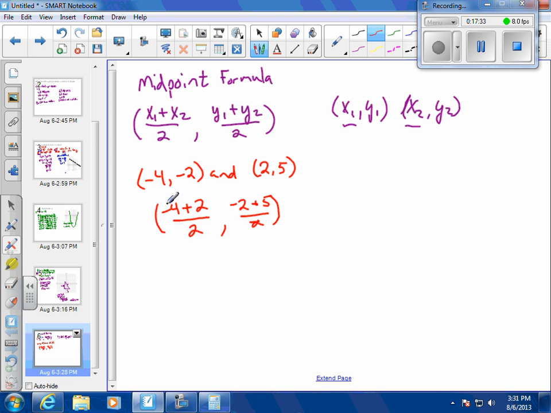So -4 plus 2 is -2 divided by 2, and I should get -1. Then -2 plus 5 is 3 over 2. That doesn't simplify down anymore, and we're just going to leave it as 3 halves. I prefer improper fractions to mixed fractions at this point in your math career.